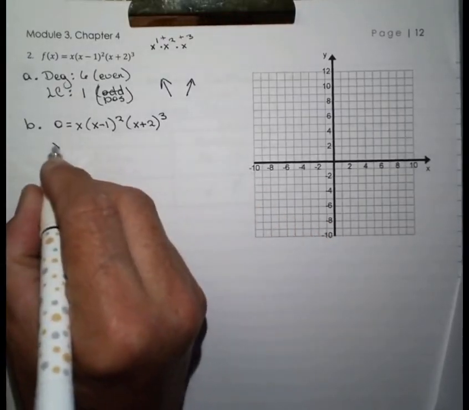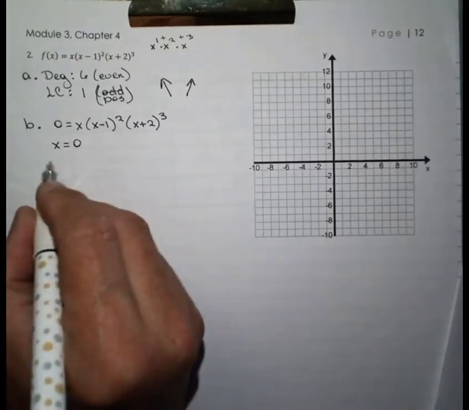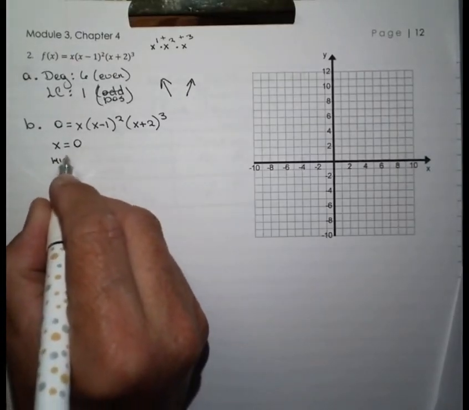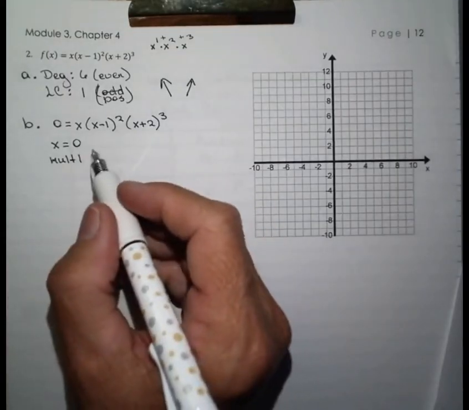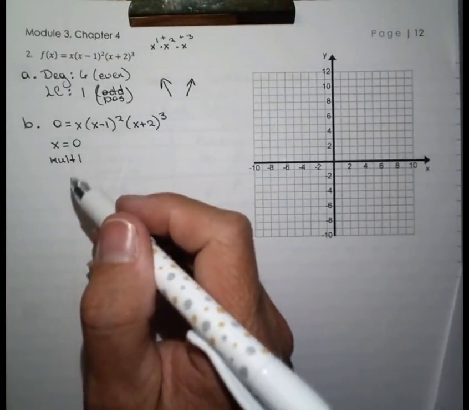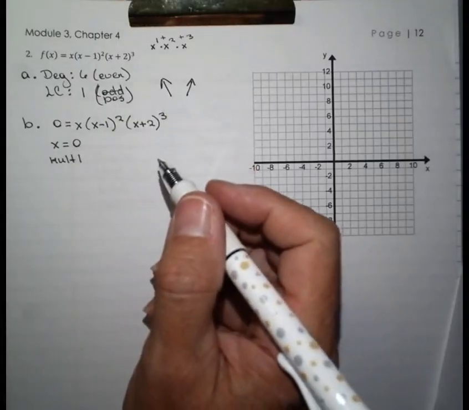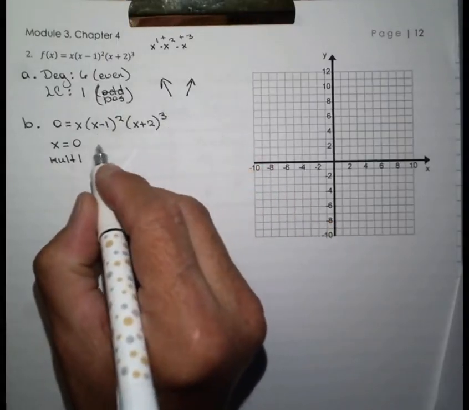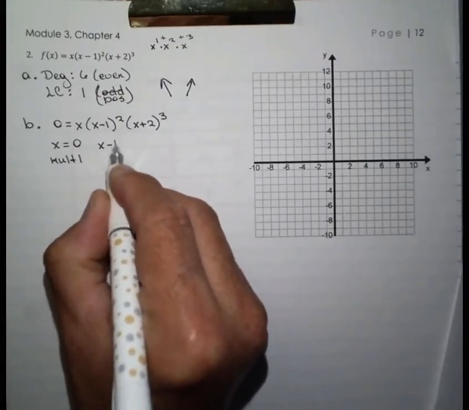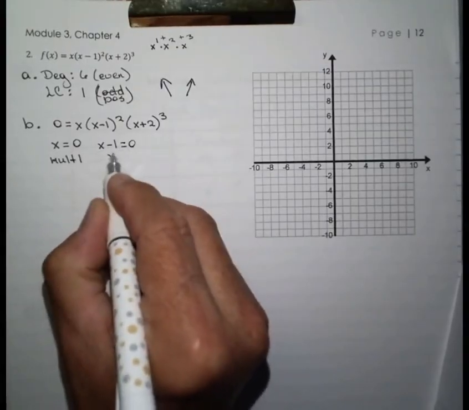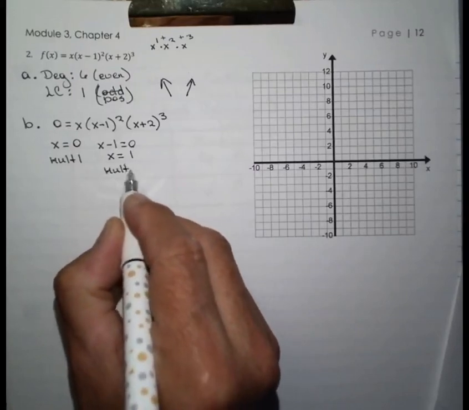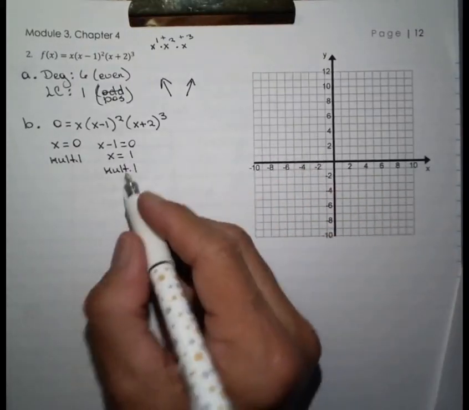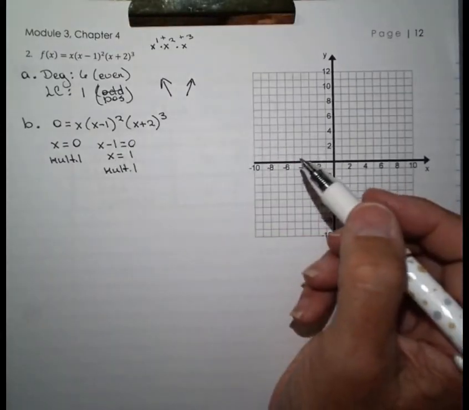So the first one is x is equal to 0. That is a multiplicity of 1. So I expect it at 0, where x is 0, to actually cross the x-axis, don't I? And then I'm looking at the second one, and I'm going to say x minus 1 is equal to 0. So x would equal a positive 1, also a multiplicity of 1. So I'm expecting it to cross at x is equal to 1.